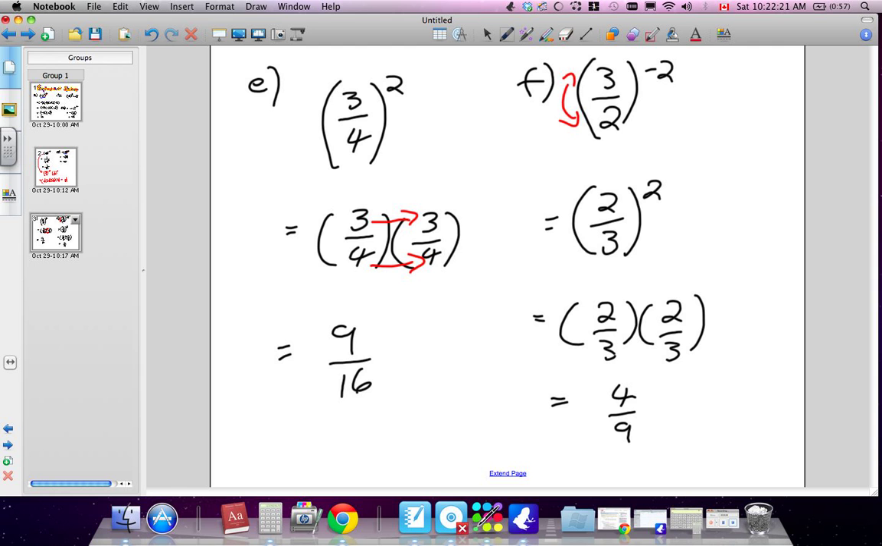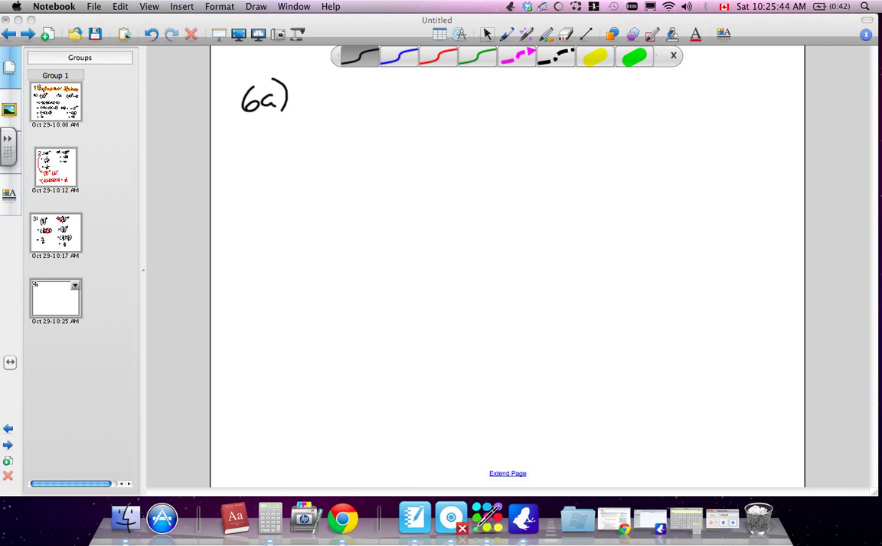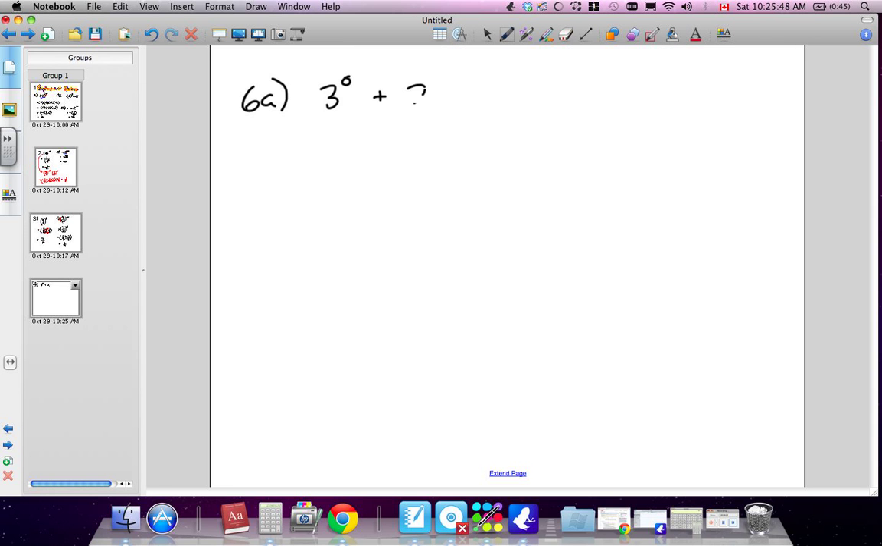Okay, so question 6a says 3 to the power of 0 plus 2 to the negative 3. So you're right, the very first one to start off. 3 to the power of 0 is what number, when we evaluate it? 1. That's right. So we have 1 plus 2 to the power of negative 3.